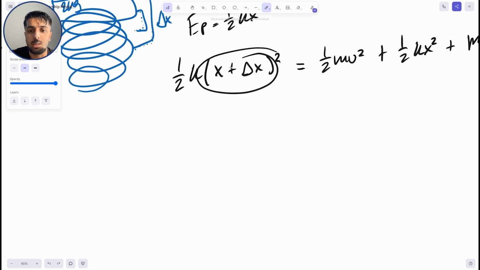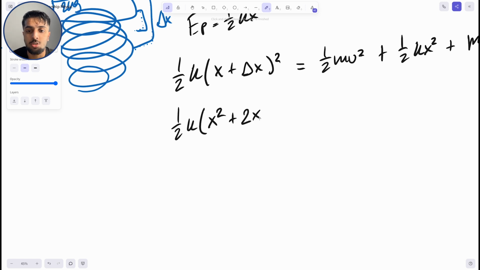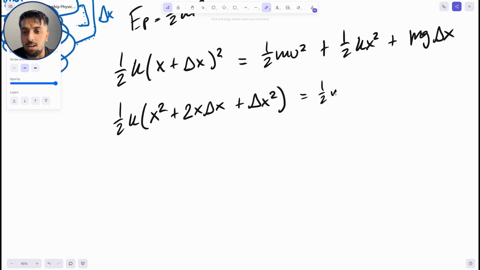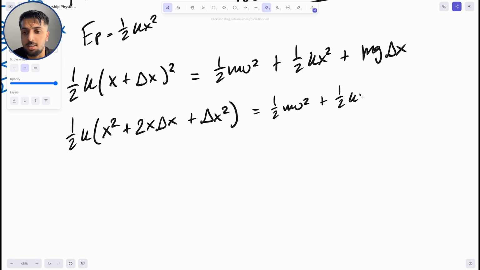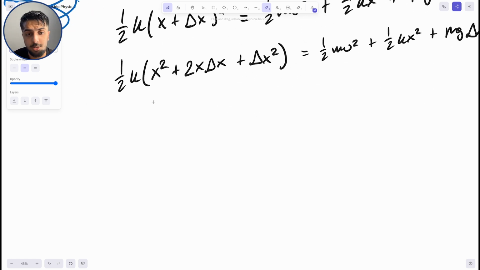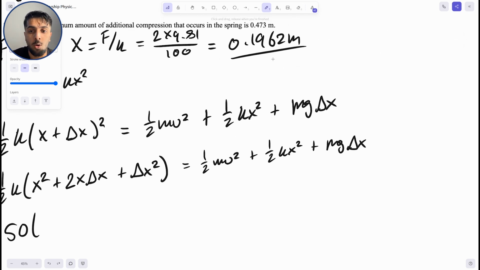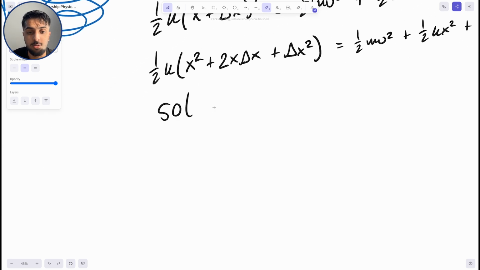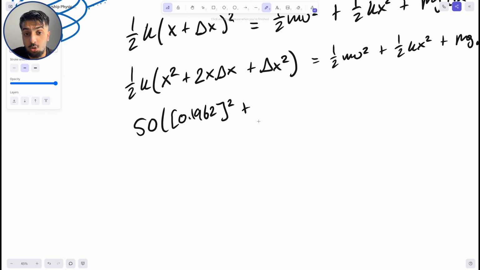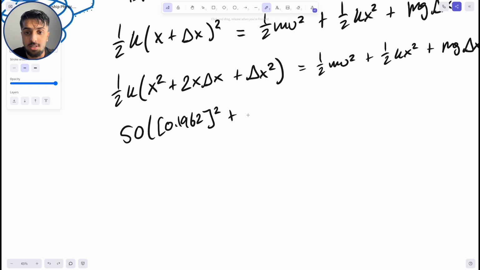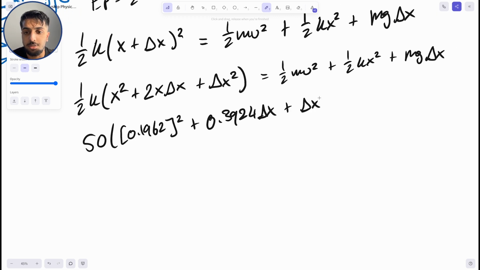So now expanding this out right here, we get half k (x squared plus 2x delta x plus delta x squared). And that's equal to half mv squared plus half kx squared plus mg delta x. Now we can plug in our numbers and we get half k, which is half of 100, so that's just 50, times x, which is 0.1962 squared, plus 2x, which is this times 2, which is 0.3924 delta x, plus delta x squared.